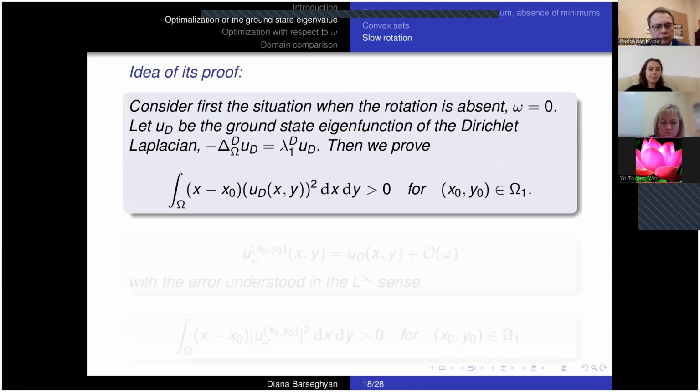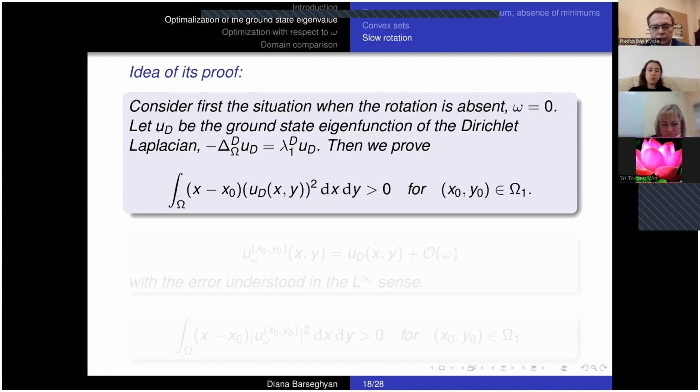Next, please. And again, I will give some idea of this proof. We will first consider the situation where the rotation is absent. This means that omega equals 0. So in this case, we will have only the Laplace operator, the Dirichlet Laplace operator, and the eigenvalue will be the Laplace first eigenvalue. And the eigenfunction is denoted by ud, so minus delta omega d ud equals lambda 1 d ud.